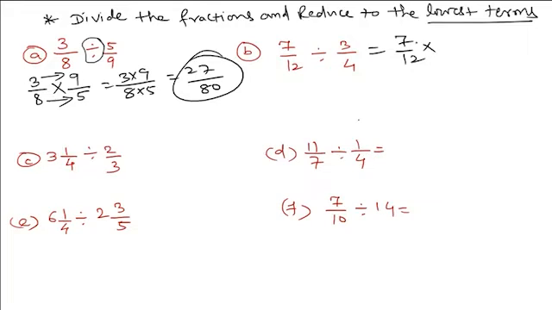Instead of writing divide, I write the multiplication sign. Then I reverse the fraction. 4 by 3 I write here. Now we will take the division. 4 1s are 4, 4 3s are 12. So I write 7 multiplied by 1, and the denominator 3 multiplied by 3, 7 by 9. This is the lowest term of the fraction.